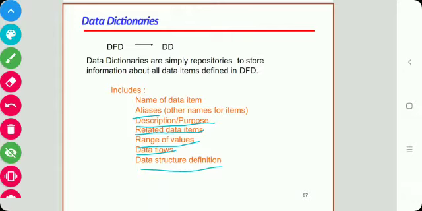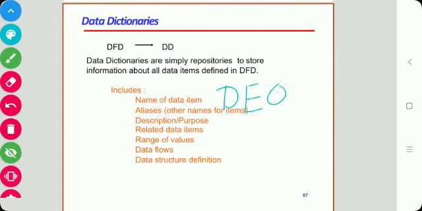Second is aliases, meaning the other names. For example, DEO is the alias of data entry operator, or DR means deputy registrar. Next is description or purpose. It is a textual description of what the data item is and what is the purpose of that data item, why it exists.